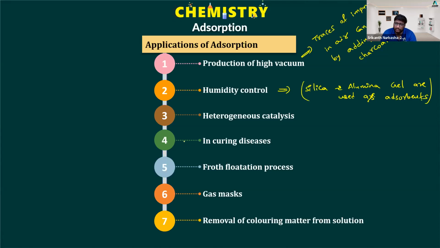Heterogeneous catalysis. You can think of homogeneous catalysis and heterogeneous catalysis. You have studied it, right? Homogeneous catalysis means reactants and catalysts are in the same phase. Heterogeneous catalysis means reactants and catalysts are in different phases. So reactants will first adsorb on the surface of the catalyst, and only then can the rate of reaction be increased.